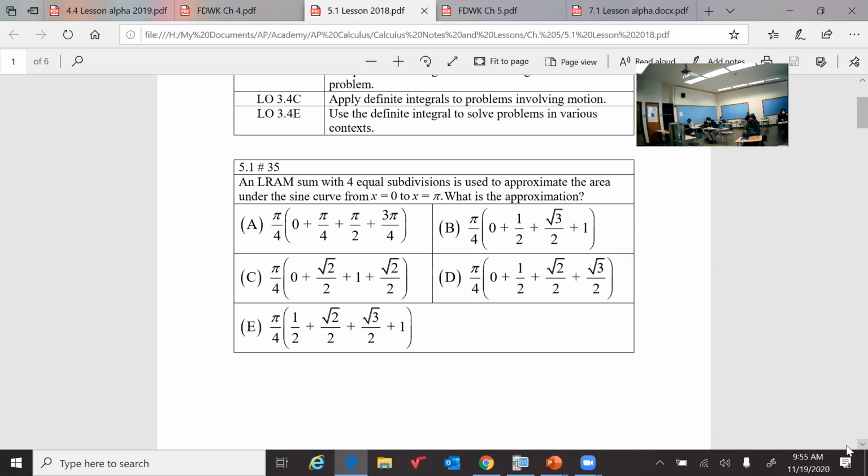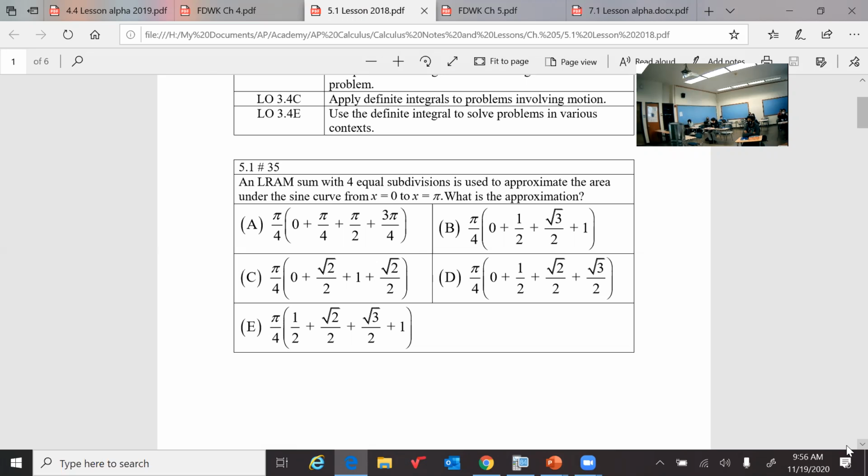You want the area under the sine curve from 0 to pi. Okay? 4 equal subdivisions. So if we draw a picture, it looks like this. It's the sine wave. We're going to do an LRAM graph. 1, 2, 3, 4. What are the widths of the 4 rectangles? I'll tell you what this comes to. What are the widths of all the 4 rectangles? Because the sine wave is 0 at 0 and it's 0 at pi, if you have 4 intervals, they're each 1/4 of the way to pi.